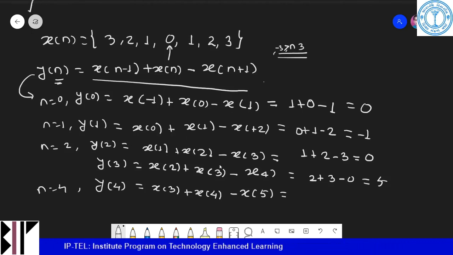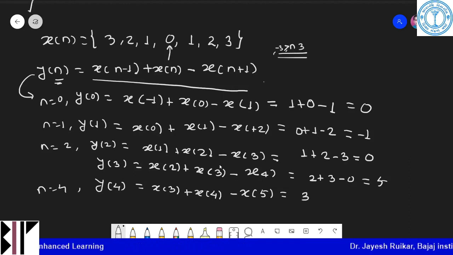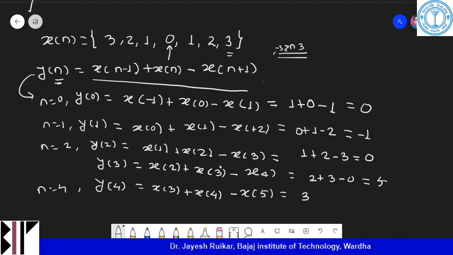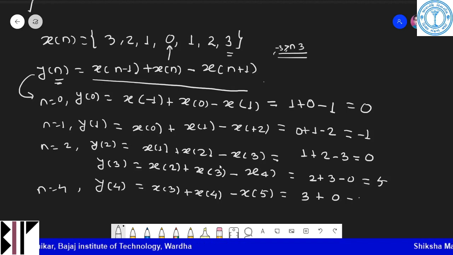So y of 4, x of 5 is there. So x of 3 value is equal to 3. So see here, x of 3 is positive 3, so the value is equal to 3, plus x of 4, the value is equal to 0, minus x of 5, the value is equal to 0, so its value is equal to 3.